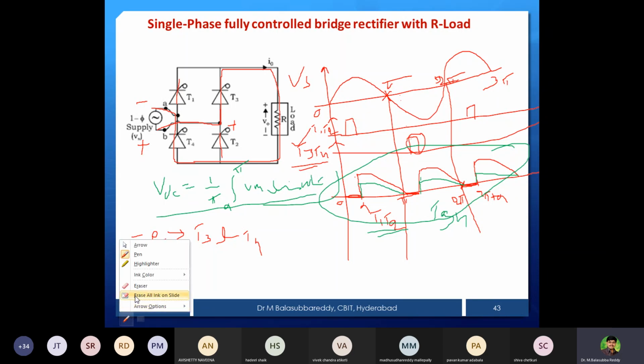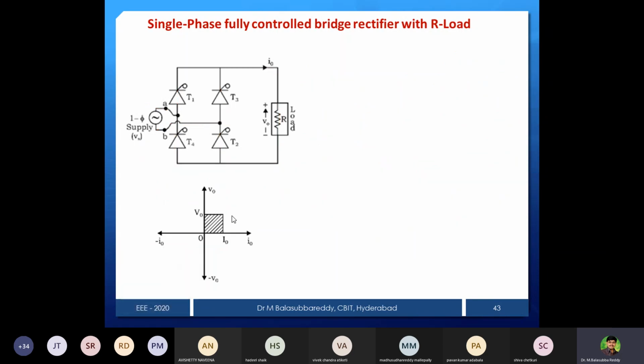Similarly, we'll see the other loads also. Now we can say it is a one quadrant converter. Why do I call it a one quadrant converter? As we noticed, the voltage waveform and current waveform are both positive. So positive voltage, positive current, power is positive, power flows from source to the load. That's why it is represented as a first quadrant converter for R load only. With the same converter, if I use RL load, you will get a two quadrant converter, first and fourth.